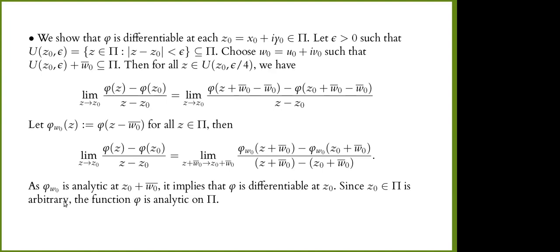So this implies that the function phi suffix w naught is analytic at the point z naught plus w naught bar, and it ultimately implies that phi is differentiable at z naught. So while proving the differentiability of phi, we are using phi of w naught for some w naught. And since z naught is an arbitrary element of pi, we get that phi is analytic on pi.